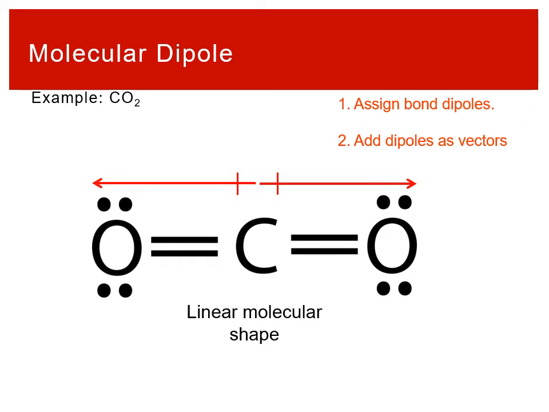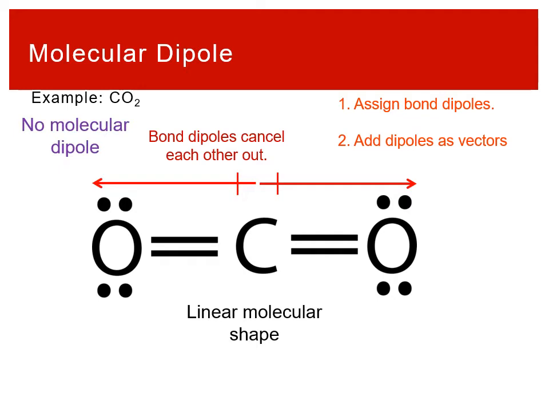And we want to add those dipoles up as vectors. And here we can think of this idea, when we're doing that, as pulling strings, right? You're pulling one to the left and one to the right, equally strong. They're just going to cancel each other out. So you don't end up pulling in a net change to one side. So there's no molecular dipole, and carbon dioxide is a non-polar molecule. It has polar bonds, but the whole molecule is non-polar.